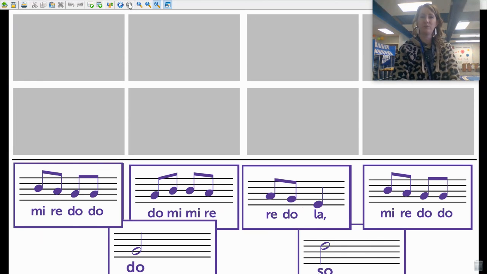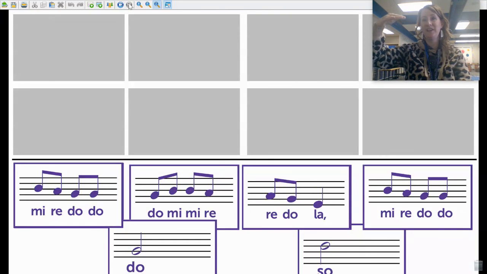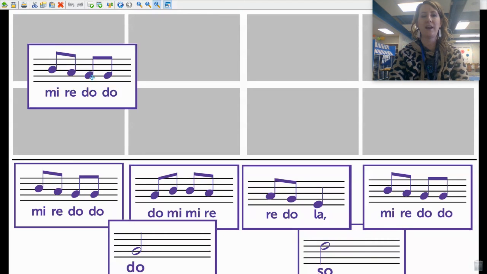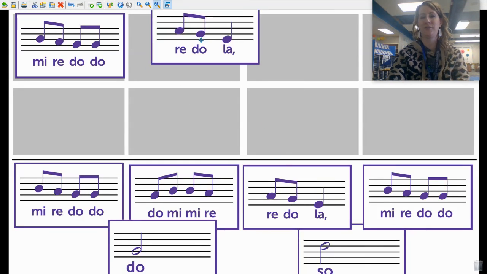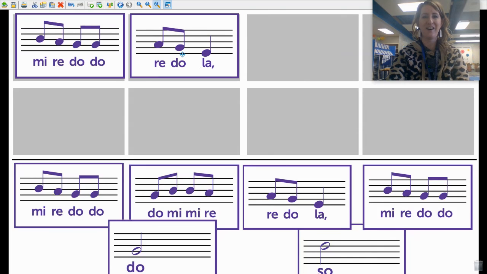Excellent job. Now our turn to write the solfege out for Phoebe. So we have to look at the first part, which goes Phoebe in her. Any guesses on which one of those below? And if you guessed mi, re, do, do, you are correct. Mi, re, do, do. Then we've got petticoat. Take a look. And if you guessed re, do, la, then you are correct.